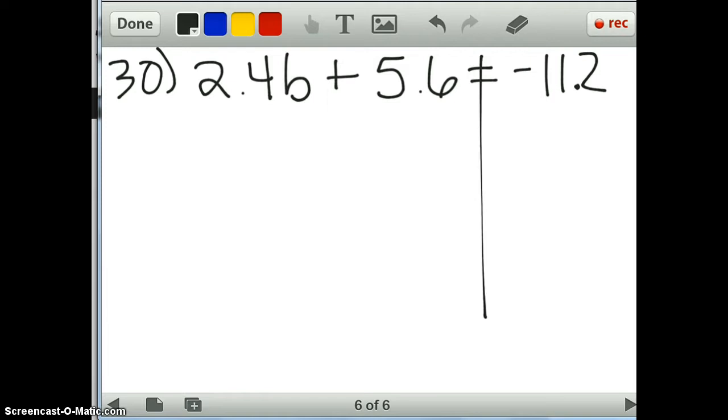All right, so I draw my line down. What is this 2.4 doing to the b? Right, it's multiplying. So what do you undo first? Plus. How do you undo the plus? You minus 5.6, minus 5.6.